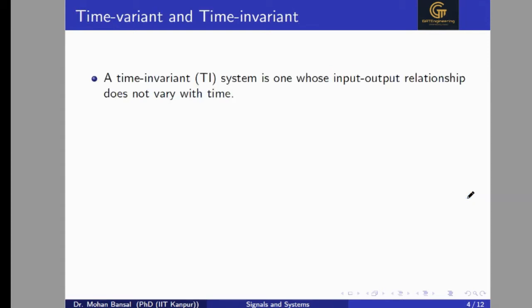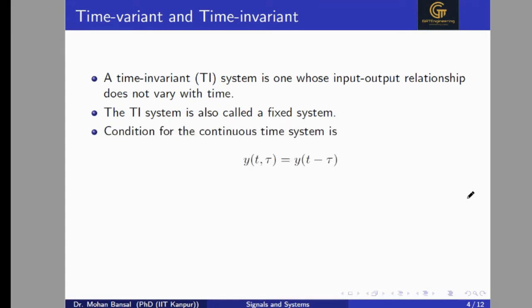Now we will check the time invariant property. A time invariant system is one whose input-output relationship does not vary with time. In other terms, if the input signal is shifted by some amount, the output signal should be shifted by the same amount. So here y(t, tau) should be equal to y(t minus tau). Here y(t, tau) represents the output when the input signal is shifted by tau, but y(t minus tau) represents the output signal shifted by tau. If both signals are equal, then we can say that the system is time invariant. Otherwise, the system will be time variant.